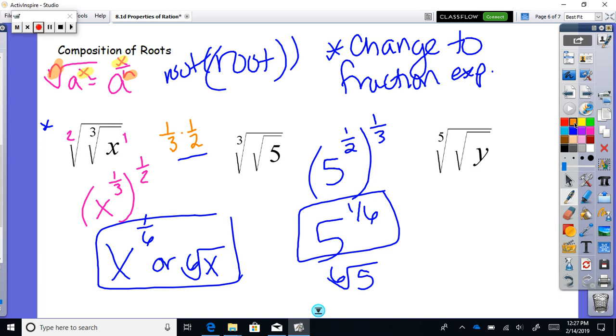Just do one more. Got y, and you have the 5th root of the square root of y. Geez, that's hard to say. On the inside, you have the square root of y, which is y to the 1/2, and then on the outside, you have y to the 1/5. So it's going to look like that. 1 times 1 is 1 on the numerator. 2 times 5 is 10 in the denominator, or the 10th root of y.